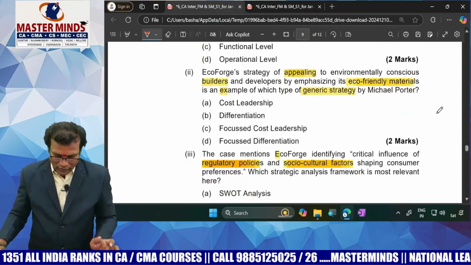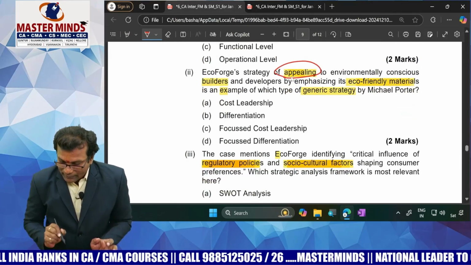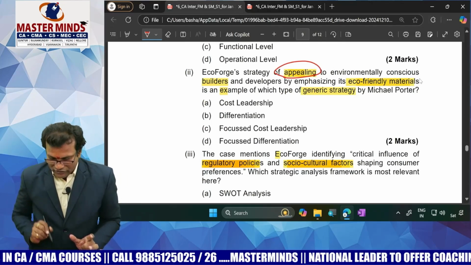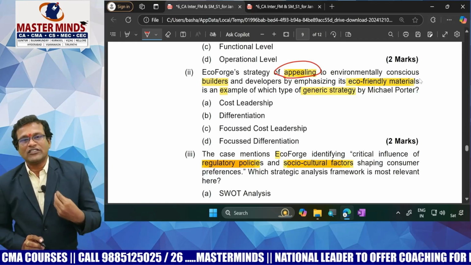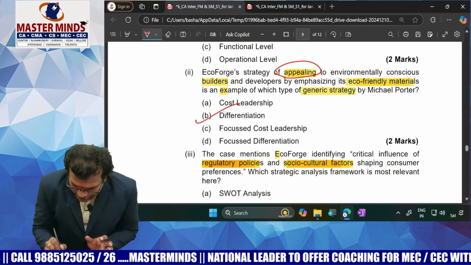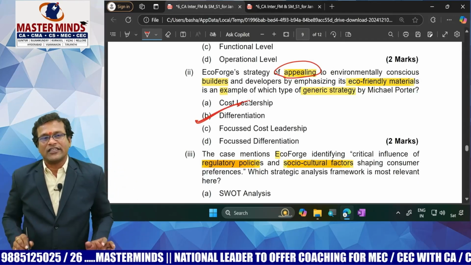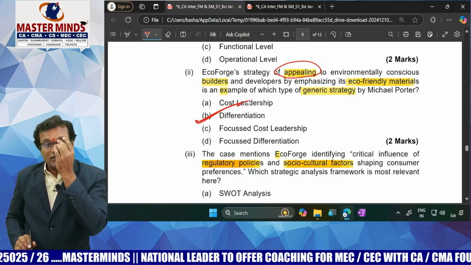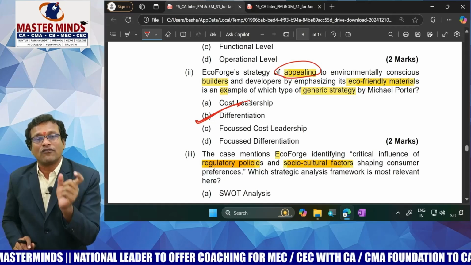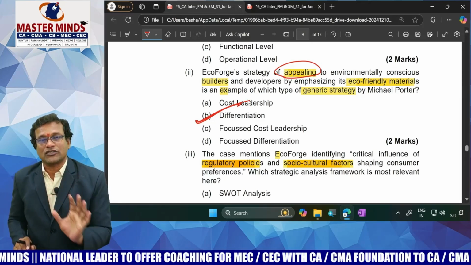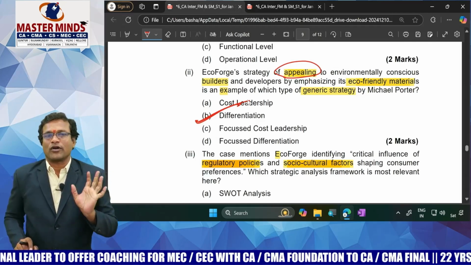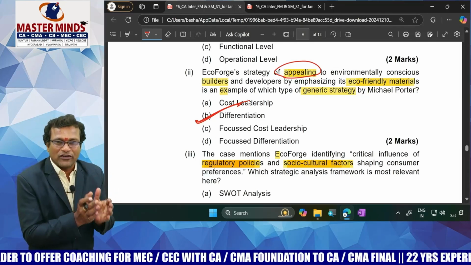Look at the next one. The strategy of appealing to environmentally conscious builders, right, by manufacturing eco-friendly materials, is an example of which generic strategy proposed by Michael Porter? It's inevitably, straight away, differentiation, unique value propositions. I have explained twice now in this session that he has deliberately used the verb called focused. It does not mean focus strategy. They are trying to provide some unique value in the form of features in the product. It's clearly talking about differentiation.